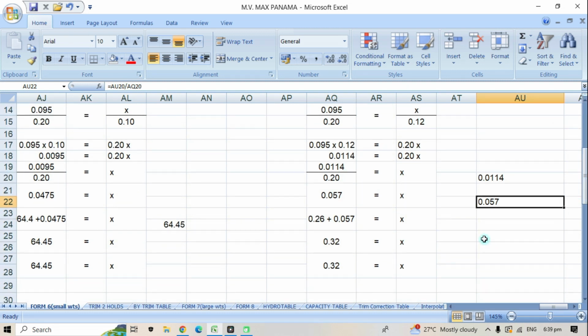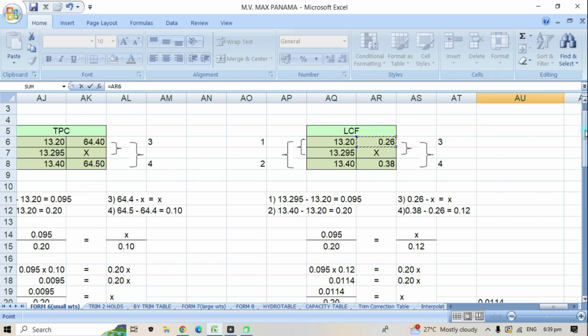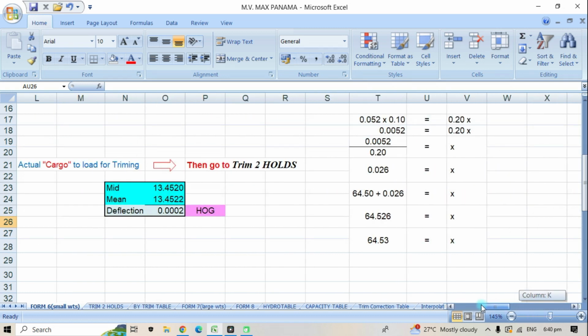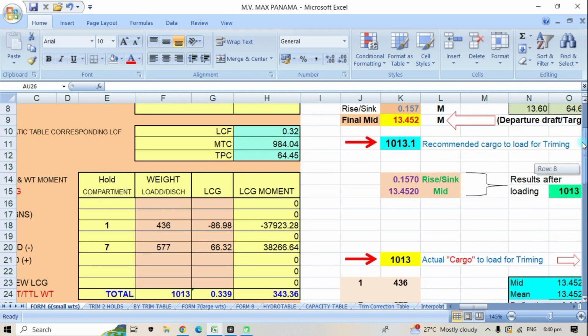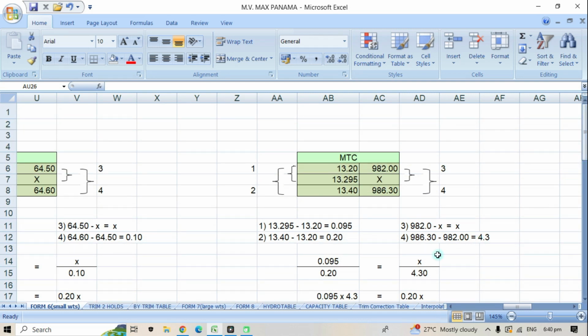That will be 0.26, you have this value, then you plus, because it's increasing, the value of this one. That will be 0.32, your LCF. Check your LCF here. There you are. So it is how you interpolate the value. So it's a matter of interpolation.